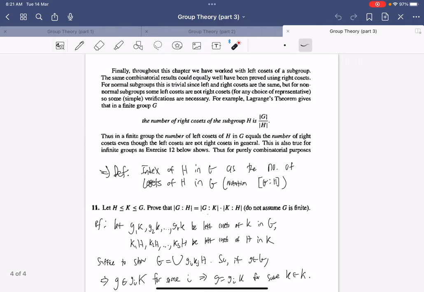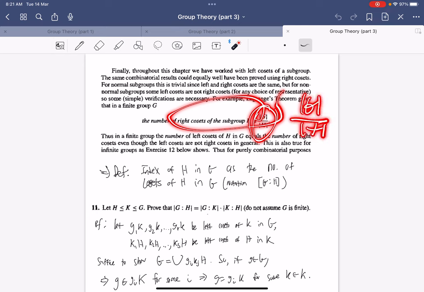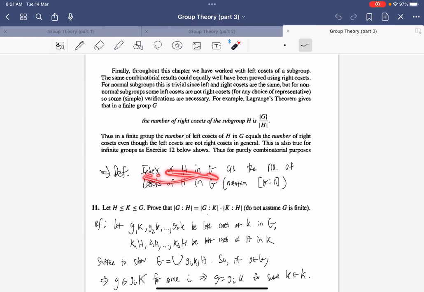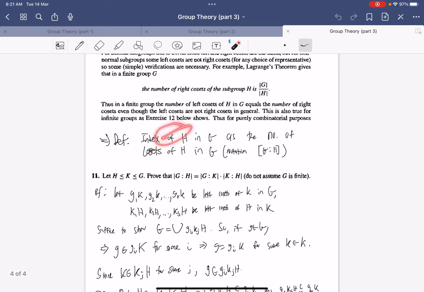And what we want to now state is that you can apply the same idea to the right cosets, and we see that the number of right cosets equals the order of G divided by the order of H as well. This means that the number of right cosets and left cosets are equal. And so we can define the index of H in G to be the number of cosets of H in G, with this notation. So the index is the number of cosets.